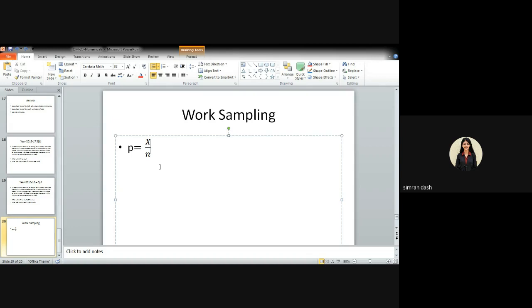So, and P stands for? Okay, P stands for probability of occurrence. In bracket write down working state. Probability of occurrence, in bracket write down working state.